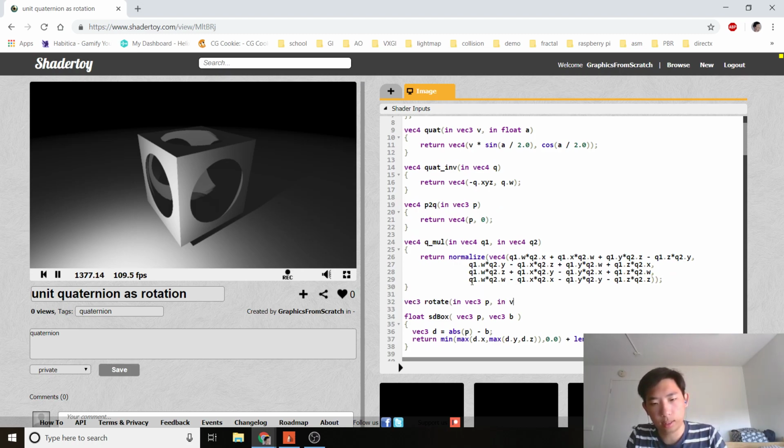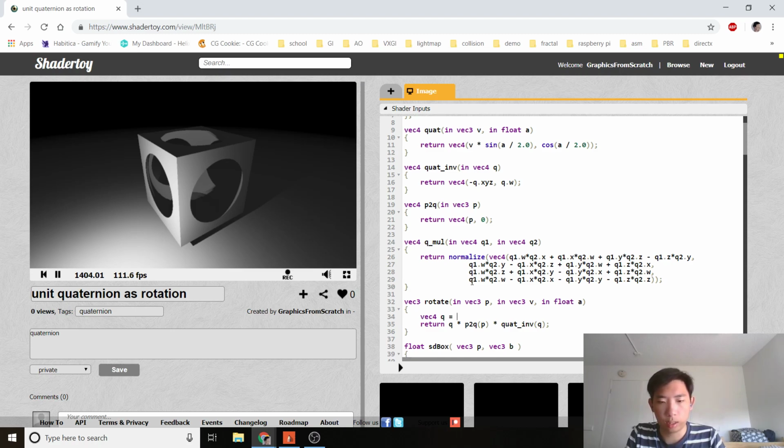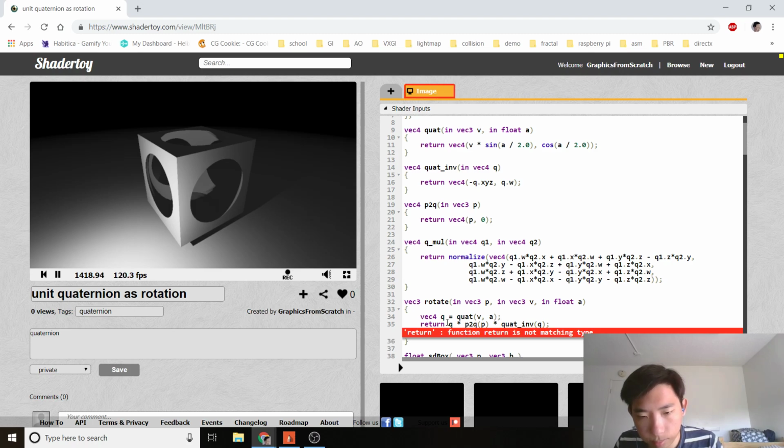It takes in a point and a quaternion. All it's going to do is q multiplied by p to q, multiplied by the quaternion inverse of q. Actually, the more straightforward construction is having a vertex and the angle instead, then we construct a quaternion inside our procedure. So the user only has to know that there's a rotation axis, an angle, and the point to rotate. So q is quad v a. That'll be it, right? Apparently not.